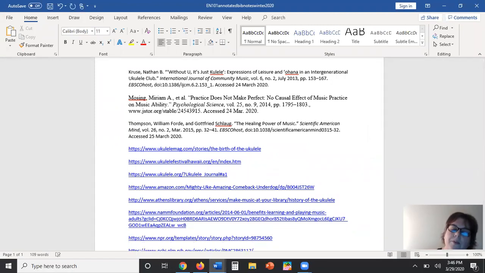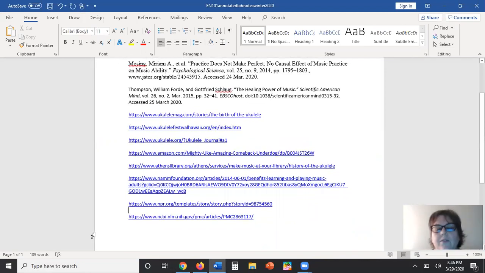So the researching, especially like doing this, is a really messy process. This has taken me less than an hour though to find these sources. Any one of these might be helpful to providing information for an audience to whom I'm trying to explain my interest in the ukulele and how it affects my well-being. So that's something to think about.